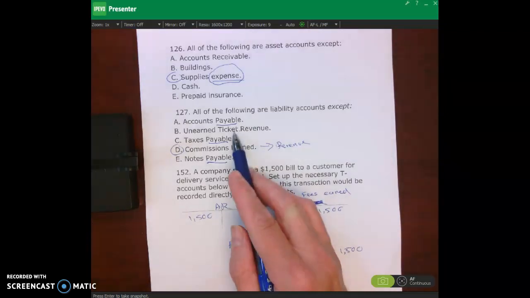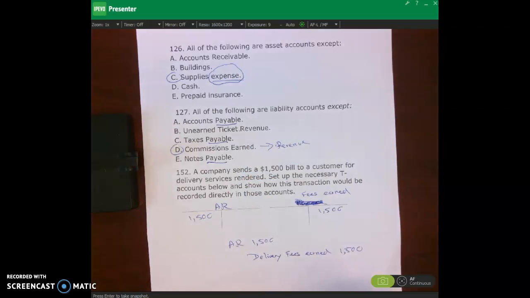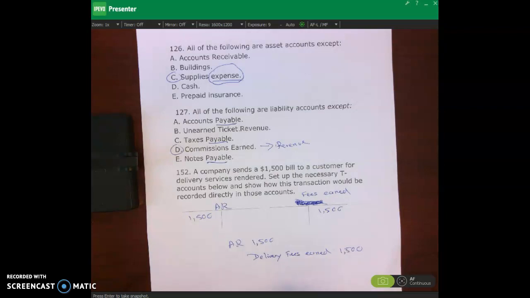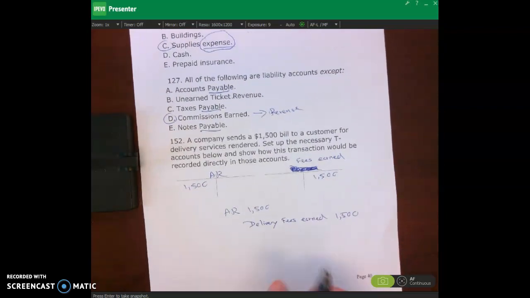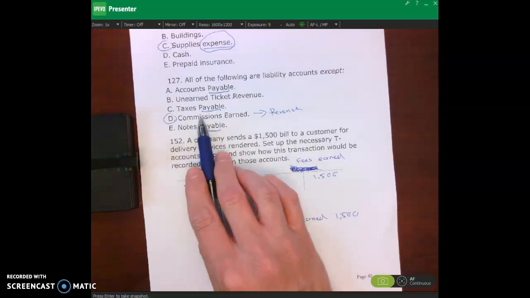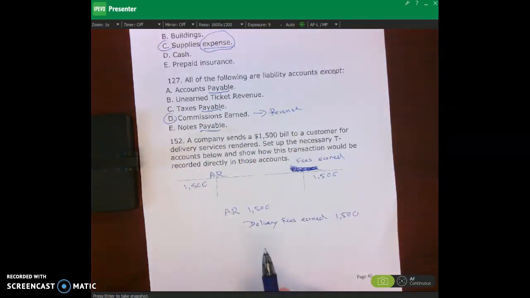In this case, we're putting on a concert. We owe the concert unearned ticket revenue. So that's 152. Then let me go back over here to 127. The right answer is D, commissions earned, because that's revenue.